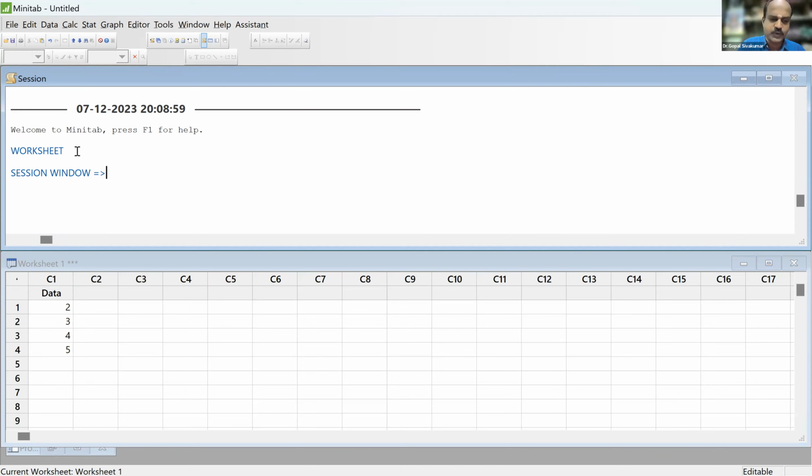In this session window, all your reports will come. Whatever analysis you do, the report will come. Clear now? There are two parts. One is worksheet. The other one is session window.